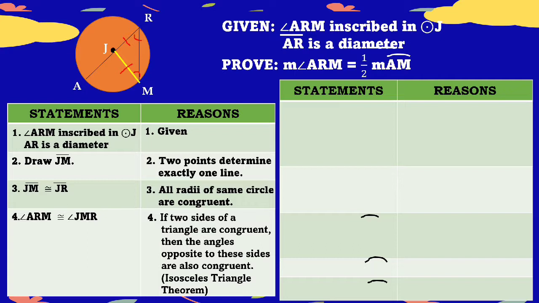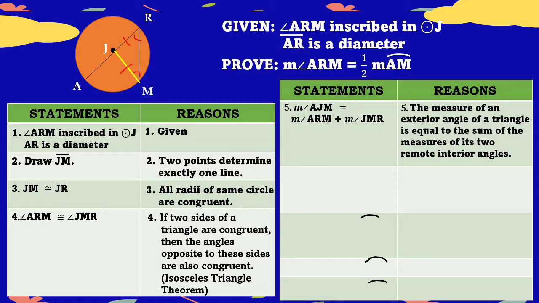As you can see in the figure, angle AJM is an exterior angle of triangle JRM. So, the measure of angle AJM is equal to the measure of angle ARM plus the measure of angle JMR. Because the measure of an exterior angle of a triangle is equal to the sum of the measures of its two remote interior angles. In statement number 4, angle ARM is congruent to angle JMR. Therefore, their measures are equal.